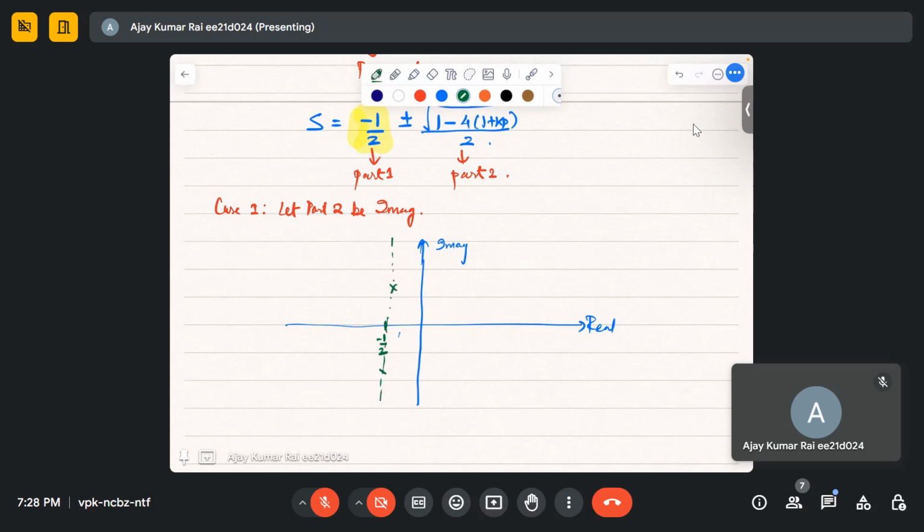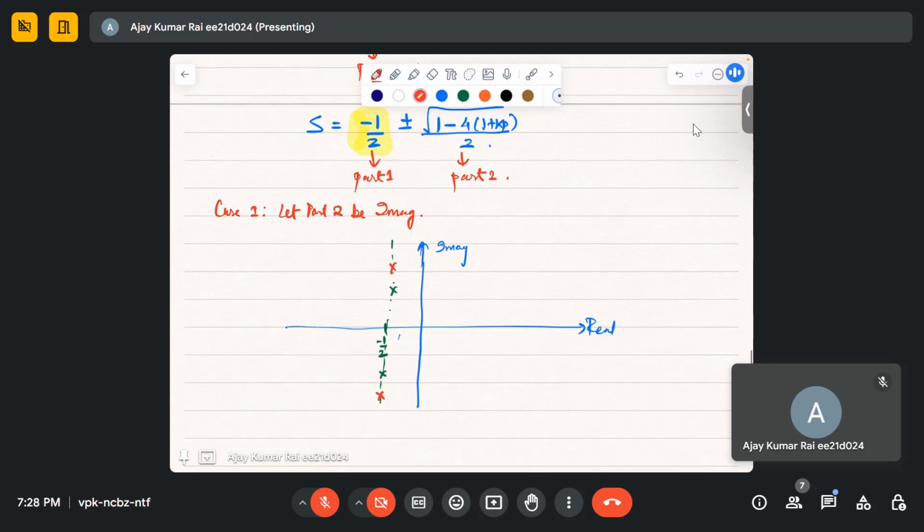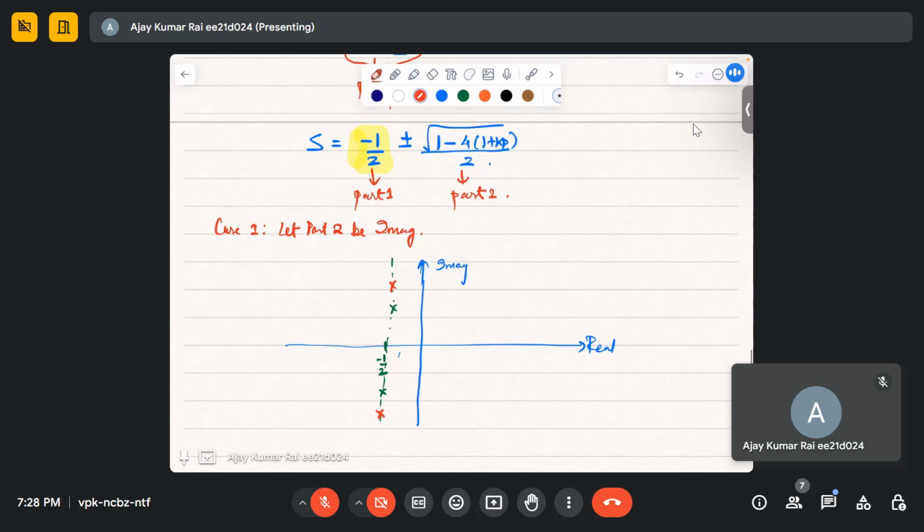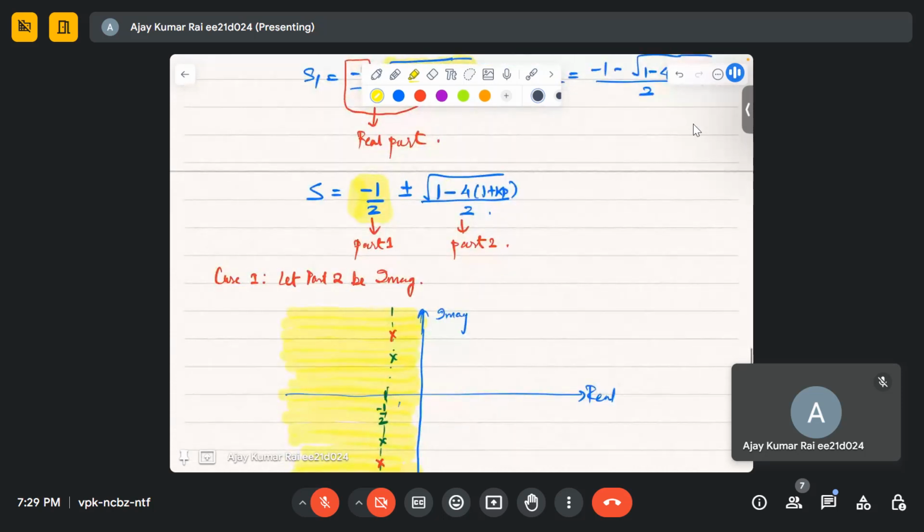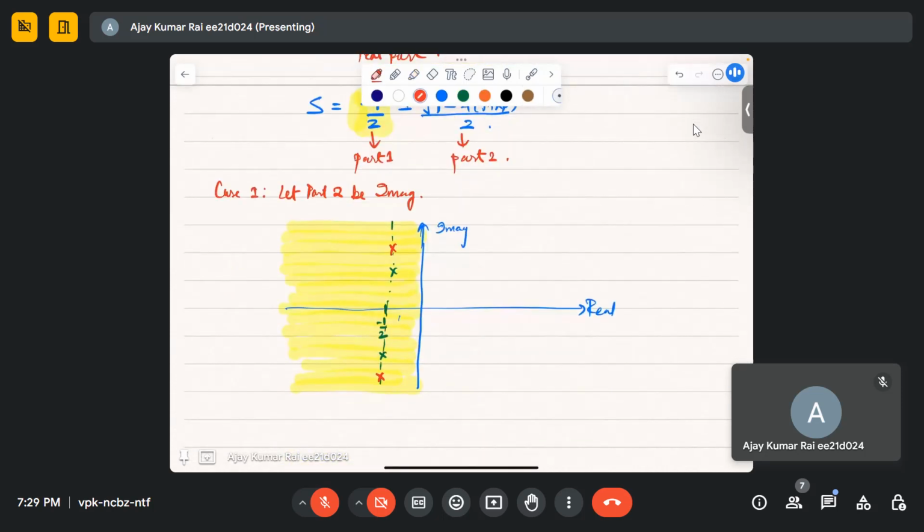So it can be here, it can be here also, depending on what value of Kp you choose. Along this line, we can say the system is stable, right? Because your poles will be lying in the left hand side. So this is case one, this possibility can occur. So the part 2 should be imaginary. So for what value of Kp is part 2 imaginary? Let's see.